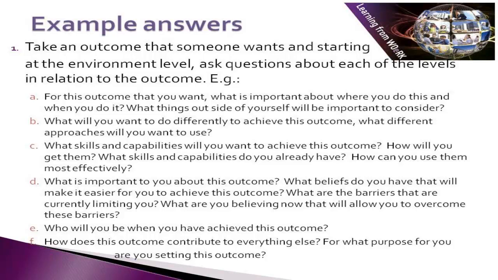What skills and capabilities will you want to achieve this outcome? How will you get them? What skills and capabilities do you already have? How can you use them more effectively? What is important to you about this outcome? What beliefs do you have that will make it easier for you to achieve it? What are the barriers that are currently limiting you? What are you believing now that will allow you to overcome these barriers?